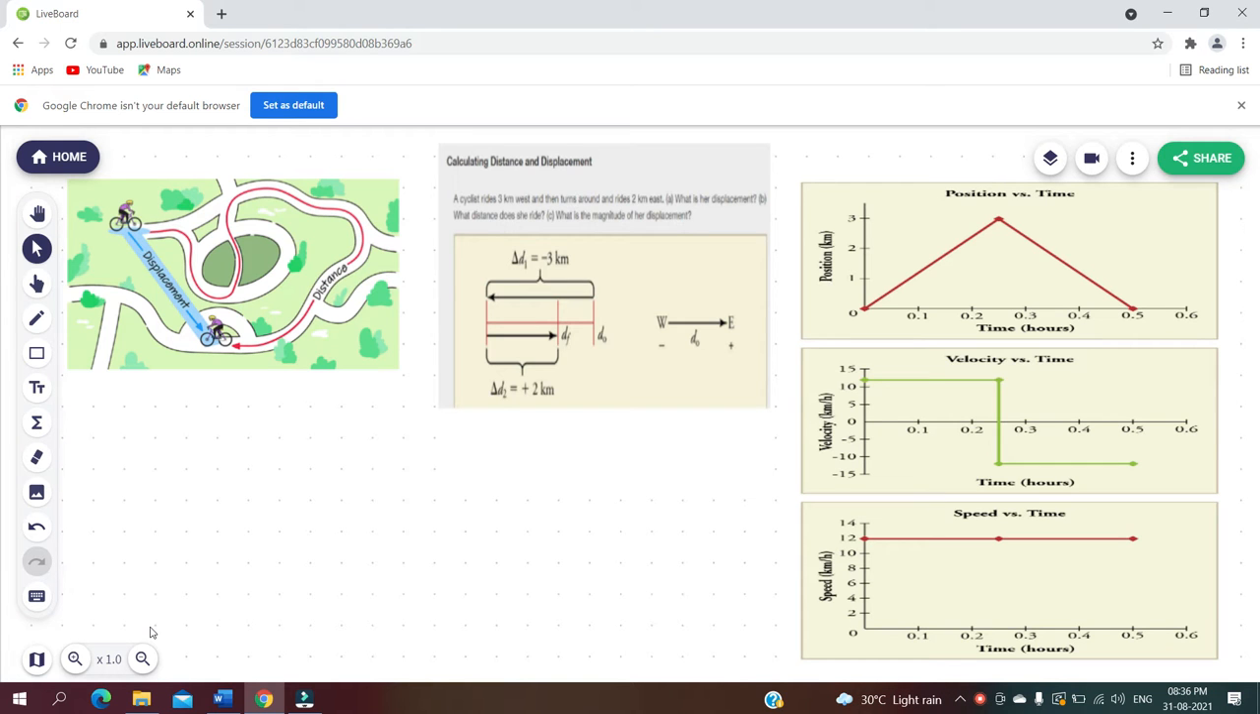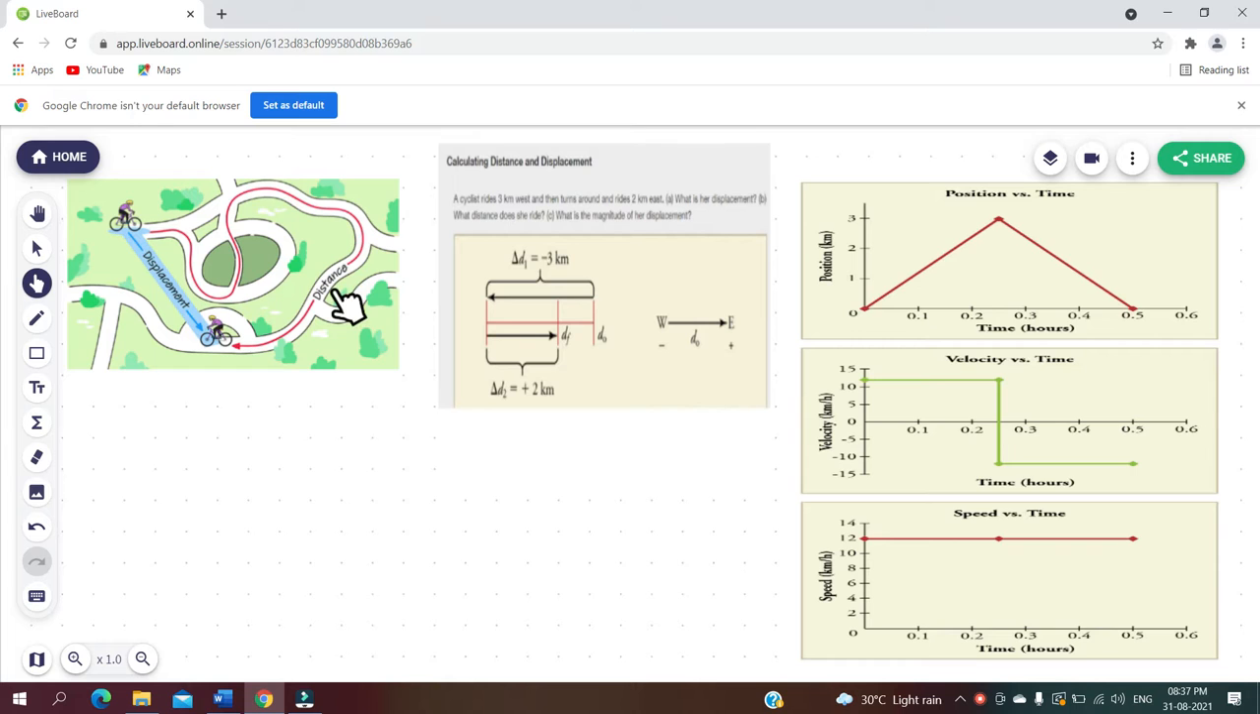Hello students, in this video we are going to talk about displacement, distance, speed and velocity. Now, what is the difference between distance and displacement?